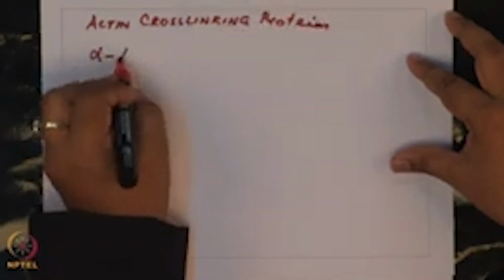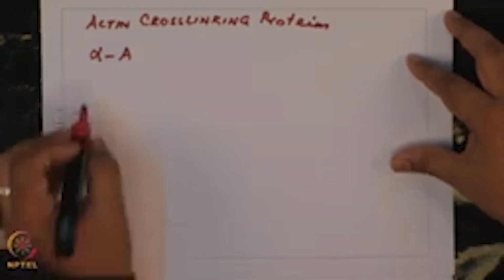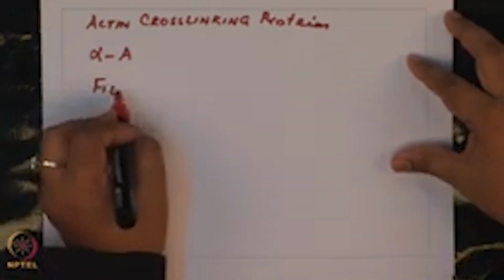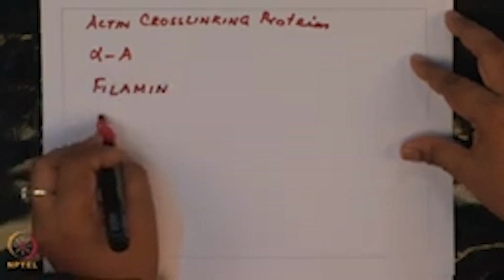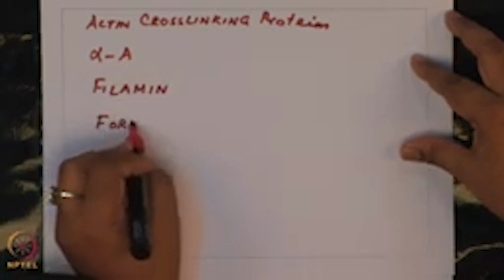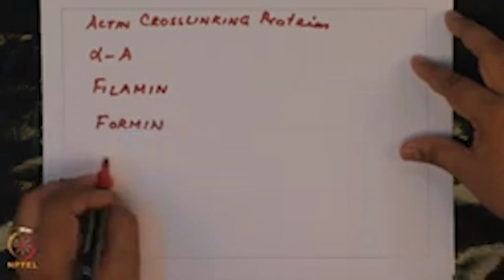So, you have alpha actinin, I will write alpha A, you can have filamin, you can have formin, and various other proteins. So, you have several different actin cross linking proteins. They differ in their sizes, in how they cross link the actin network, and so on and so forth. As a consequence, their localization within different actin structures varies notably.